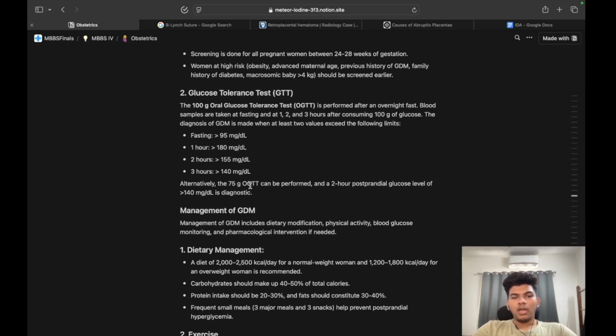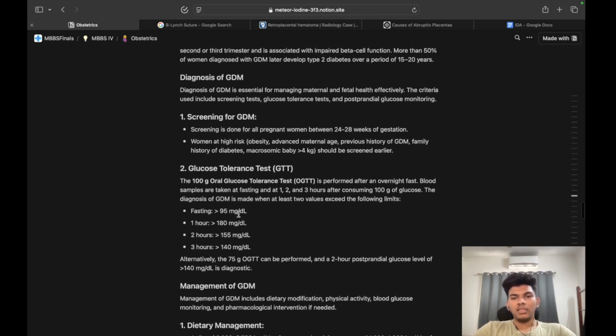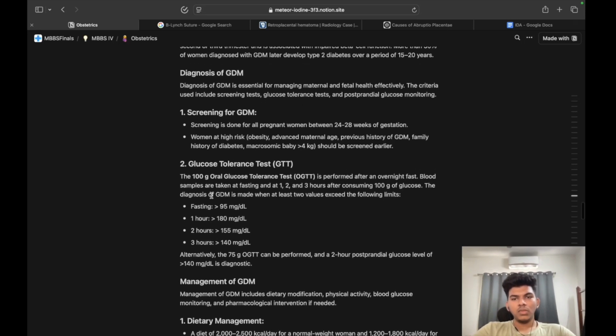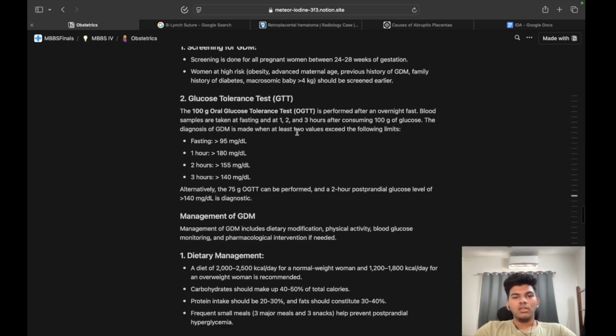Alternatively, a 75 gram OGTT can be performed, and a 2 hour postprandial glucose level of greater than 140 milligram per deciliter is diagnostic. Since the glucose load of 100 grams is higher, the limit is higher. But here, since the load is lower, the limit is also lower, 140. So we have taken a look at the glucose tolerance test. These are the two main key things we look at, screening tests and glucose tolerance tests.